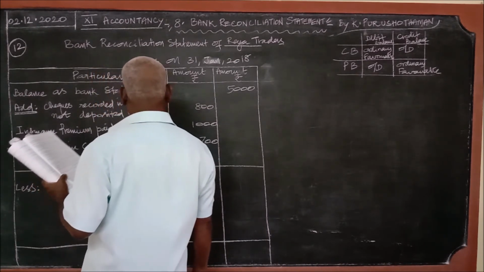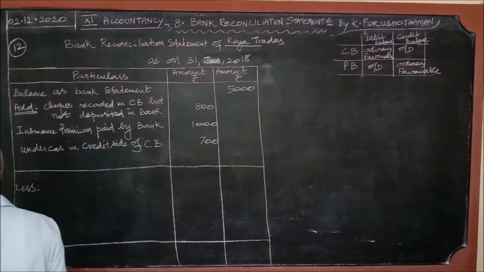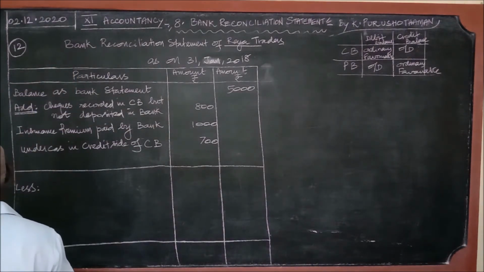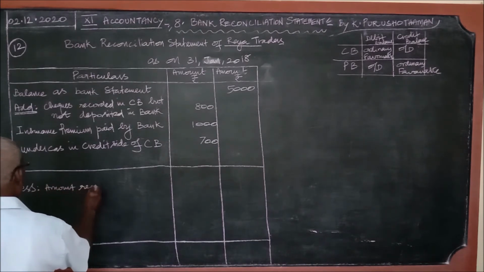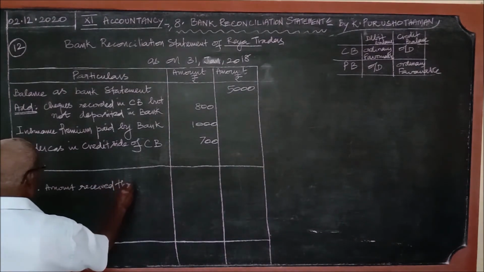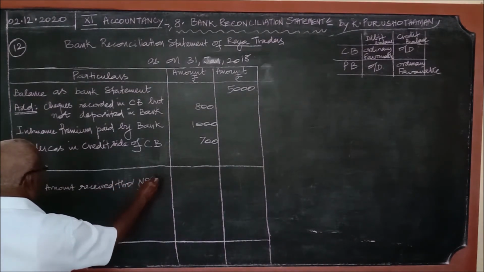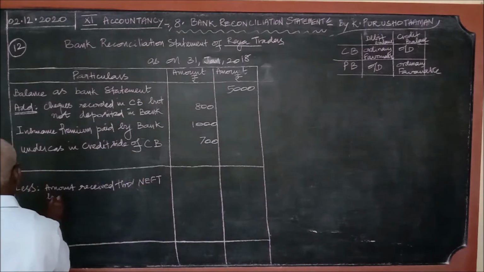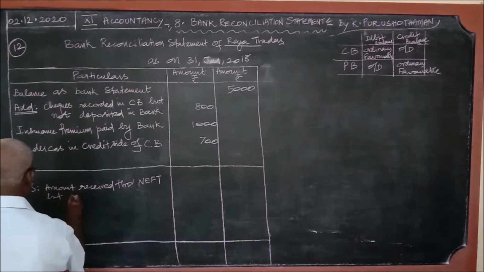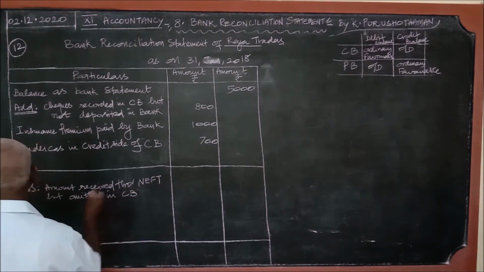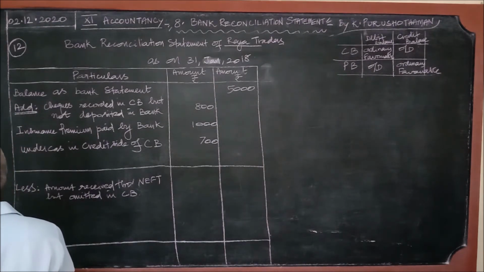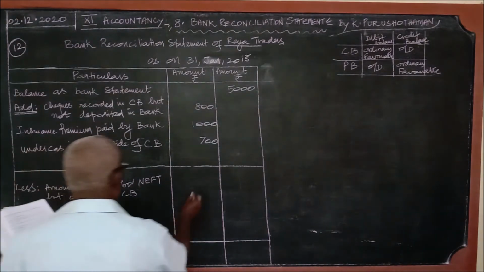Right. Then the less items are: amount received through NEFT, batch omitted in CB. Then this is amount 3000.